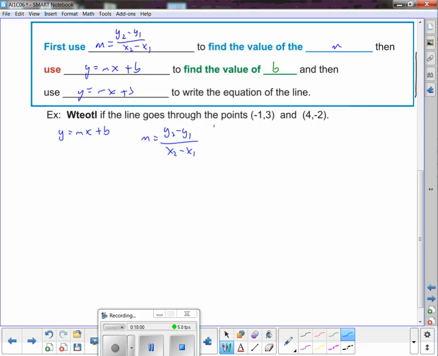Now I will remind you guys, I advised you to say x of point 1, y of point 1, x of point 2, y of point 2.